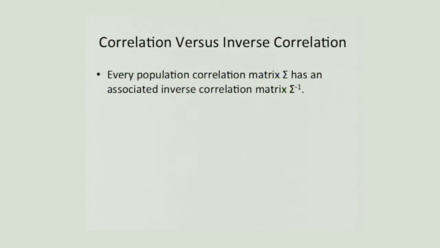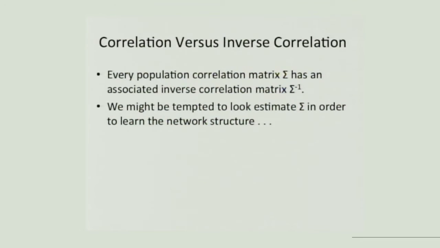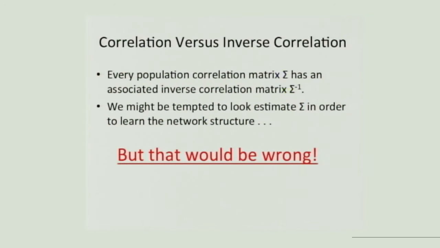Just to clarify this point, if you have a correlation matrix sigma, there's an associated inverse correlation matrix sigma inverse. If you hand me a sigma, I can't do it by hand, I'm sorry, but I can on a computer calculate the inverse correlation matrix sigma inverse. We might be tempted to look at correlations in order to learn the network structure, but it's going to be wrong, and we're not going to get the results that we want if what we really mean by an edge in the network is this notion of conditional dependence, which is to say, a relationship even after you take out the effect of all of the other variables that you've measured.